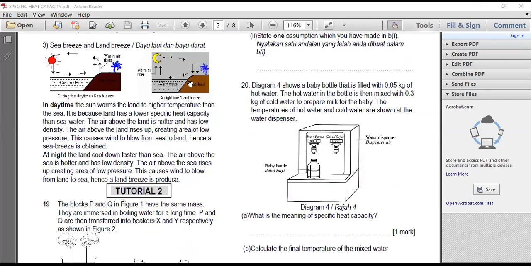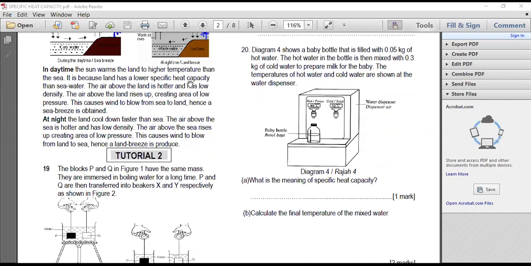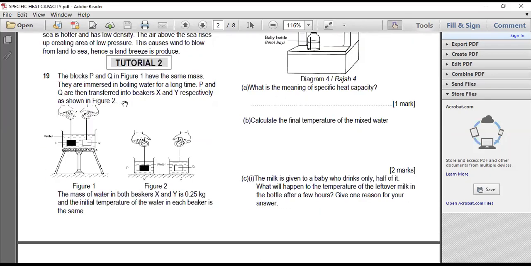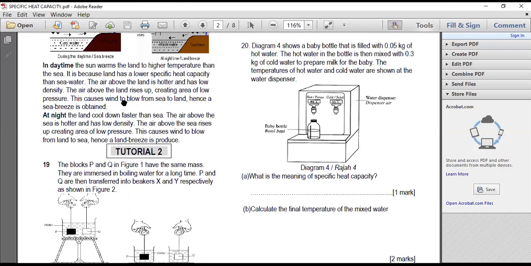Now we look at example 2. Diagram 4 shows a baby bottle that is filled with 0.05 kilogram of hot water. The hot water in the bottle is then mixed with 0.3 kilogram of cold water to prepare milk for the baby. The temperatures of hot water and cold water are shown in the water dispenser. So what is meant by specific heat capacity? For this one you can refer to this: heat required to change the temperature of 1 kilogram of a substance by 1 degree Celsius. Next, calculate the final temperature of the water.